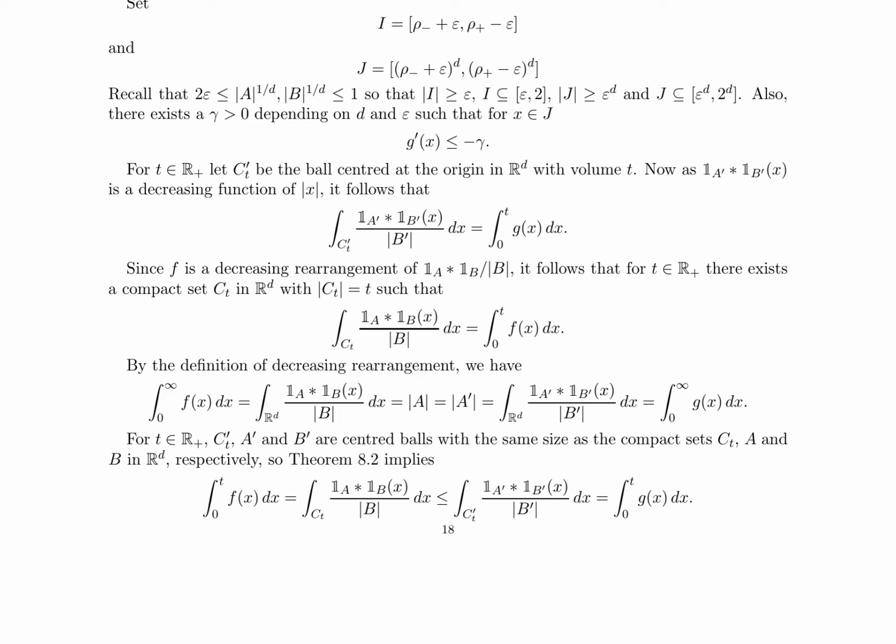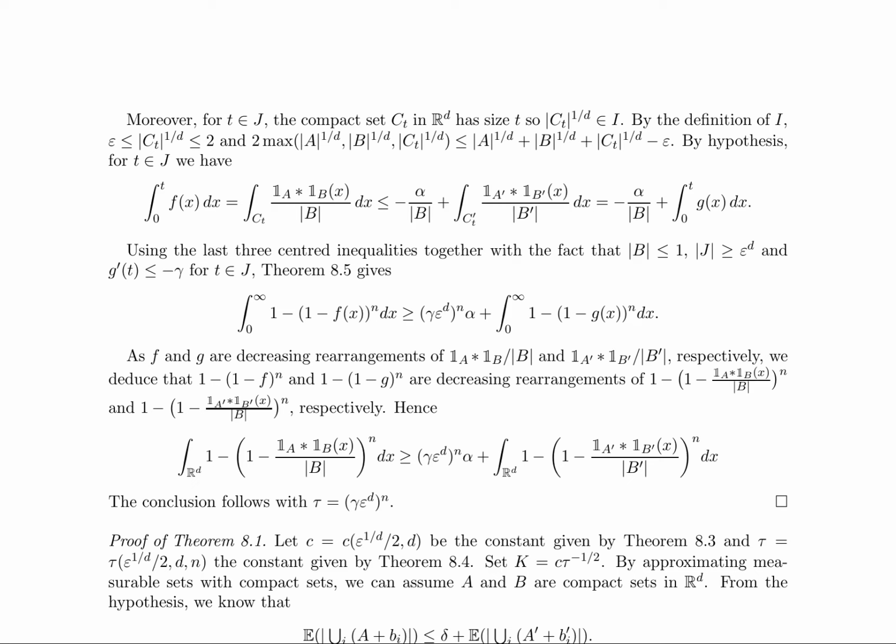Finally, the authors use the definition of decreasing rearrangement to show that the integral of f(x) dx is equal to the integral of g(x) dx, and apply Theorem 8.2 to deduce an integral inequality involving f(x) and g(x). The proof of Theorem 8.1 is established through the application of Theorems 8.3 and 8.4. Specifically, constants c and tau are derived from these theorems, and k is set as c tau minus 1/2.